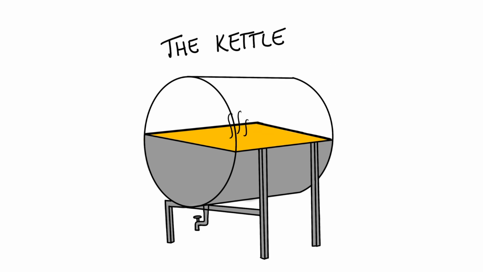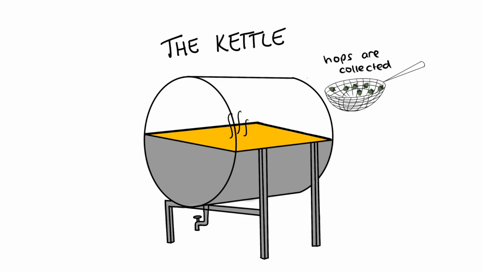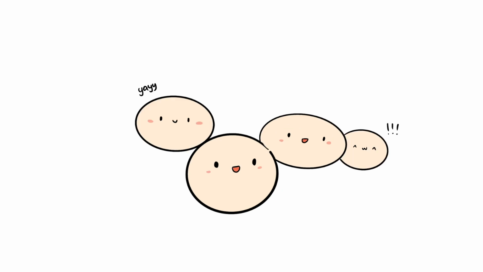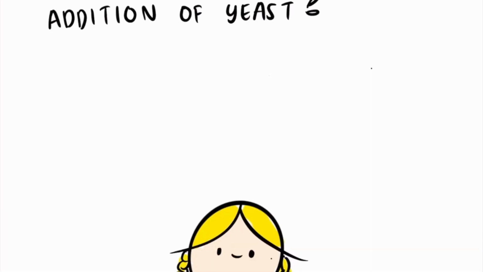The collected liquid is boiled again with the addition of hops in order to extract the enzymes, bitter compounds, and antimicrobial agents desired in the beer. In the fermentation tank, yeast is added to the wort and left to react for about a week. Yeast is just like Goldilocks. The addition of yeast should not be too much or too little.